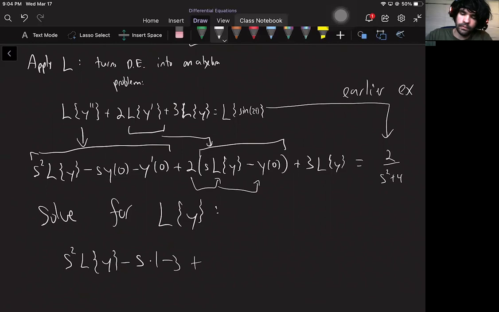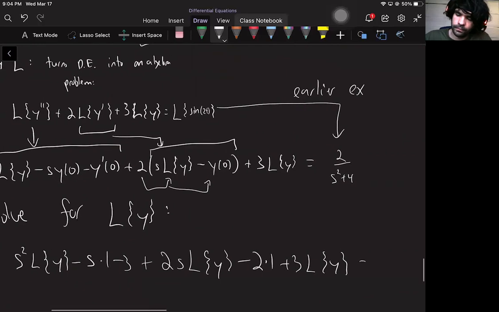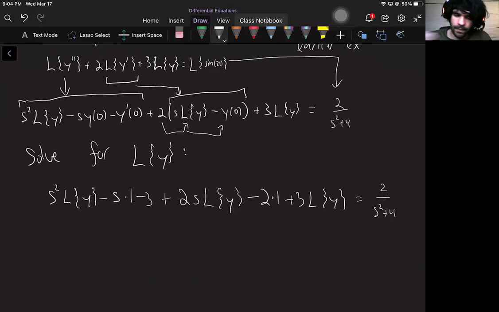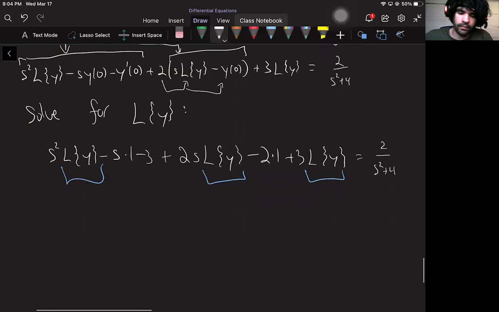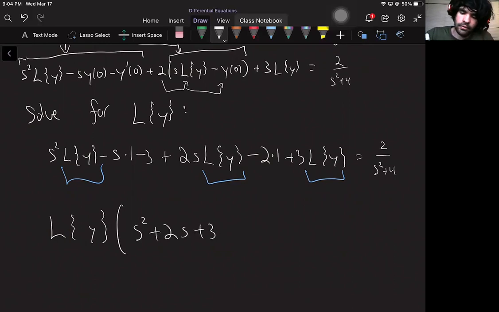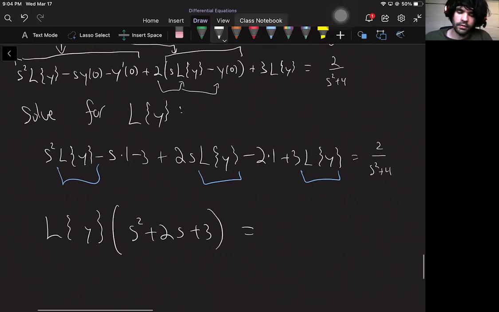Let's distribute this 2 in here. Oops, sorry, it's a 2, not an s. 2 over s squared plus 4. So now, everything that has the Laplace transform of y, so these three terms, I'll stick together and factor it out. So let's do that. So then I have an s squared plus 2s plus 3. And then on everything else, I will just subtract over. So I guess that just leaves these two.